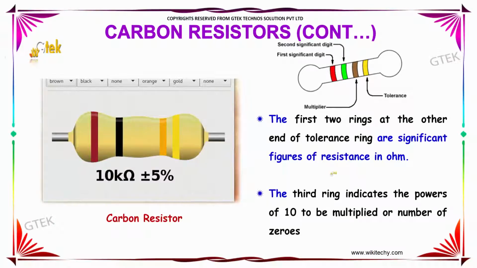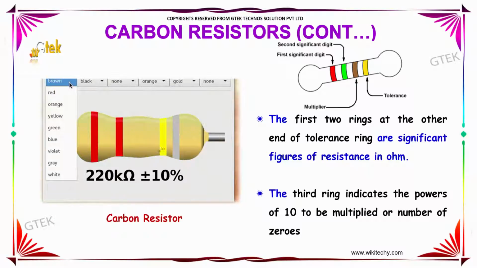As indicated, the first 2 rings at the other end of the tolerance ring are significant figures of resistance in ohms. The third ring indicates the power of 10 to be multiplied, or number of zeros. So these are the first 2 significant rings, and this is the multiplier and this is the tolerance.